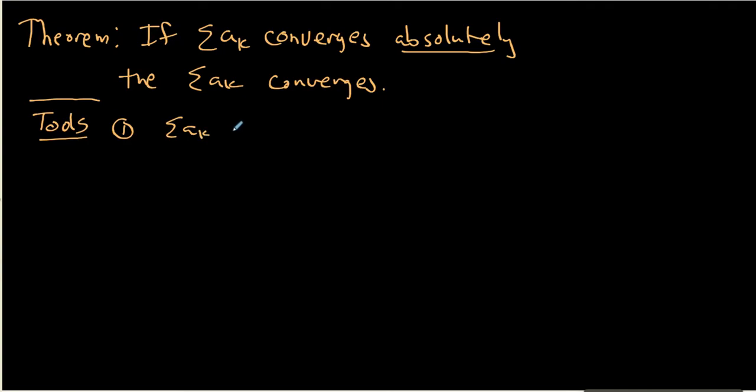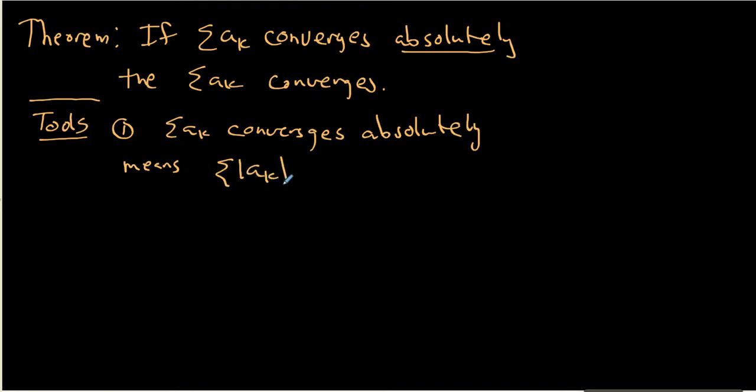When we say that this thing converges absolutely, what we actually mean by that is that if we throw absolute values around the terms, this series converges. And it is important to realize that this is a positive term series.